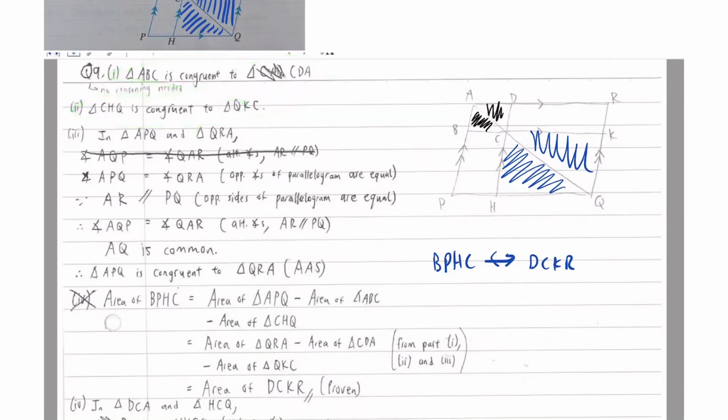Is it clear? To go from this step to this step? Can? Yeah. Can, okay, good.